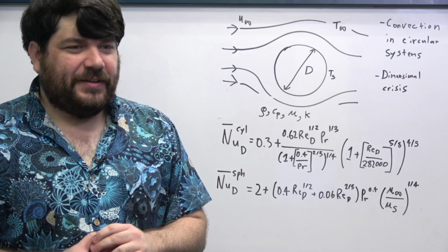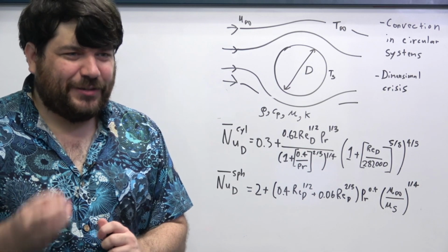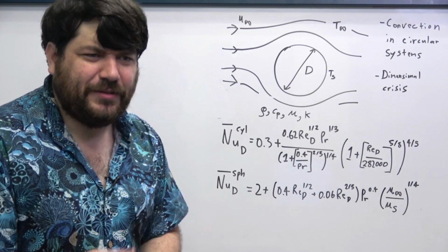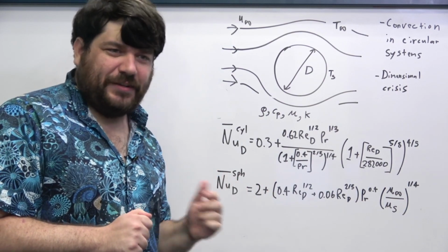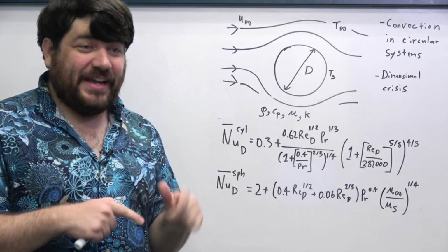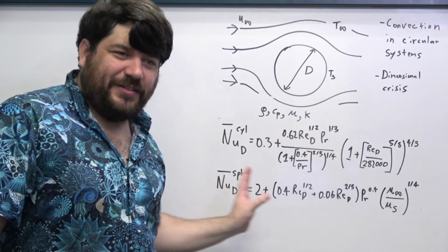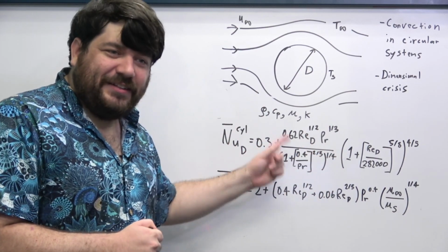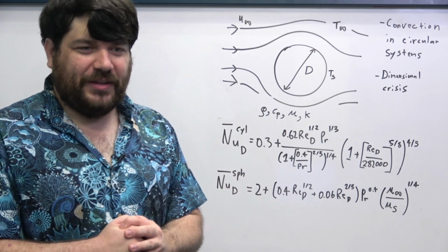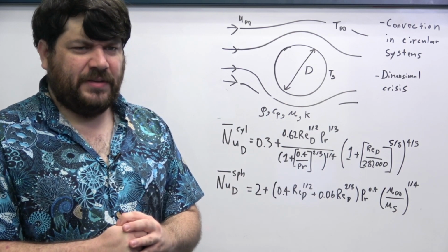Okay? And so once again, the reason that I spent so much time talking about this dimensional crisis is just because it tells us something philosophically about the idea by which we construct a theory of heat transfer, about how valid this process of making empirical correlations for a given system is.